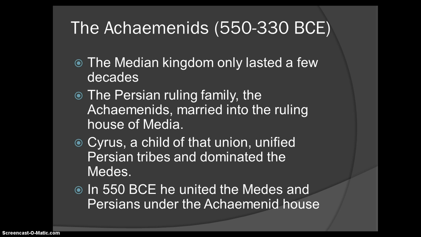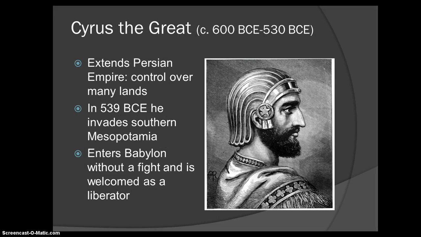Okay, the Achaemenids. This is a very important Persian kingdom, 6th century to 4th century BCE. The Median kingdom only lasted a few decades. The Persian ruling family, the Achaemenids, married into the ruling house of Media. Cyrus, a child of that union, unified Persian tribes and dominated the Medes. In 550 BCE, he united the Medes and Persians into one house of the Achaemenid dynasty.